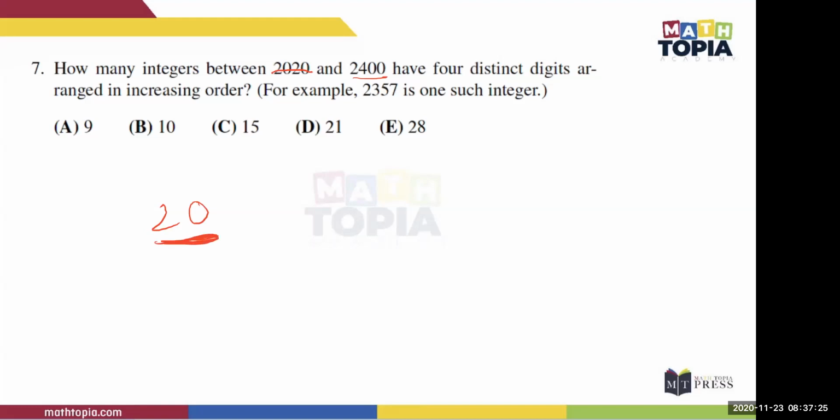How about 2100 numbers? Well, 1 is still less than 2, so numbers that are 2100 won't work either. How about 2200? Well, it's still not in increasing order because 2 and 2 is not increasing. So really, the only numbers that could work are 2300.